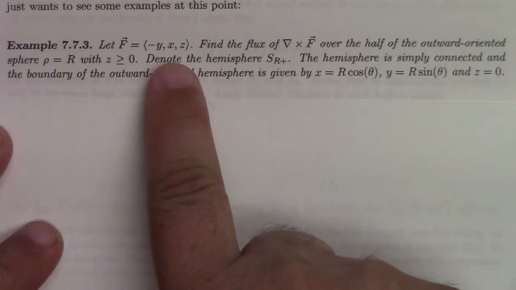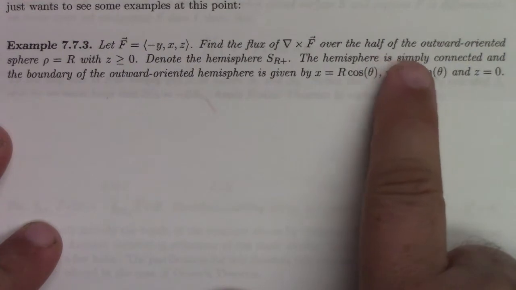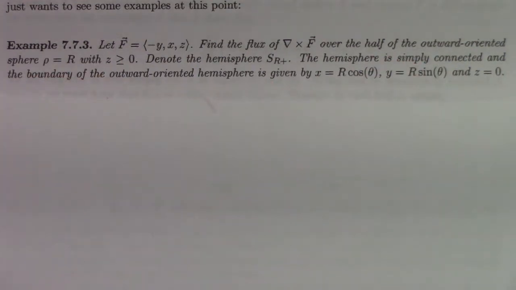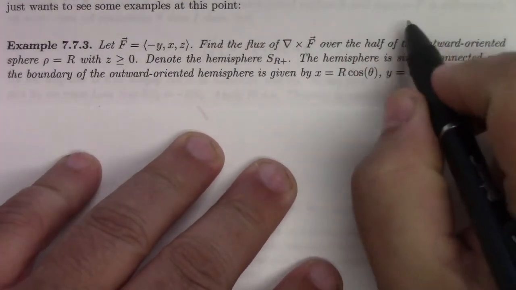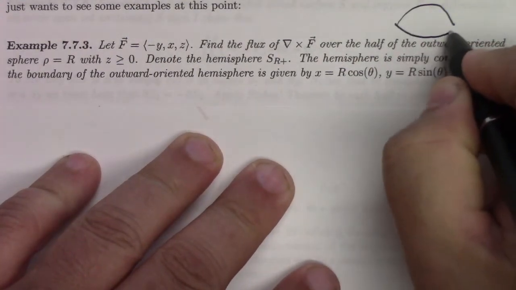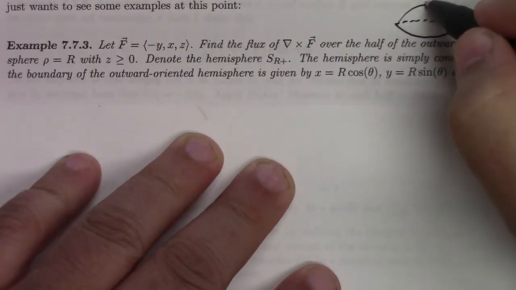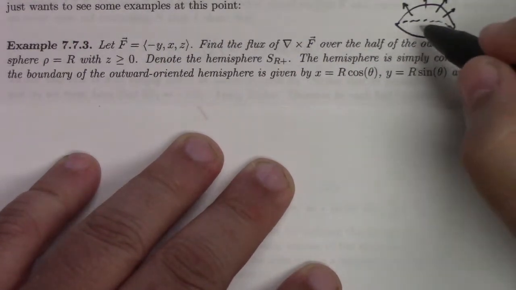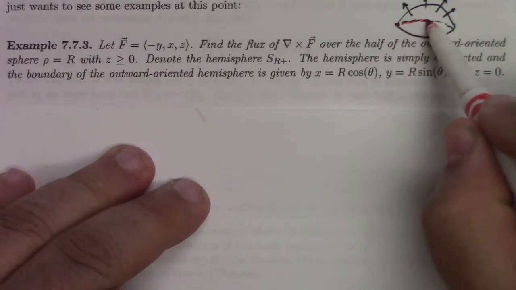Minus y x z. We want to find the flux of this vector field over half of the outward oriented sphere with z greater than or equal to 0. So a picture of that, roughly speaking, is just like, all right, so it's the upper half, so the normal's like this, and if you want to understand the boundary, it's the equatorial circle, this guy down here, right?